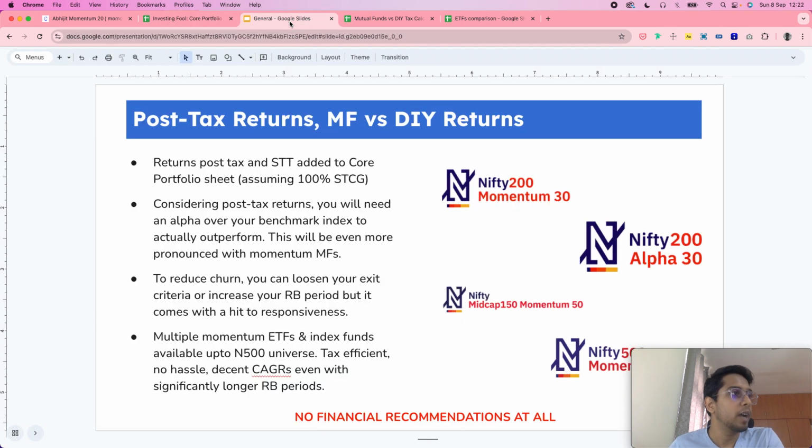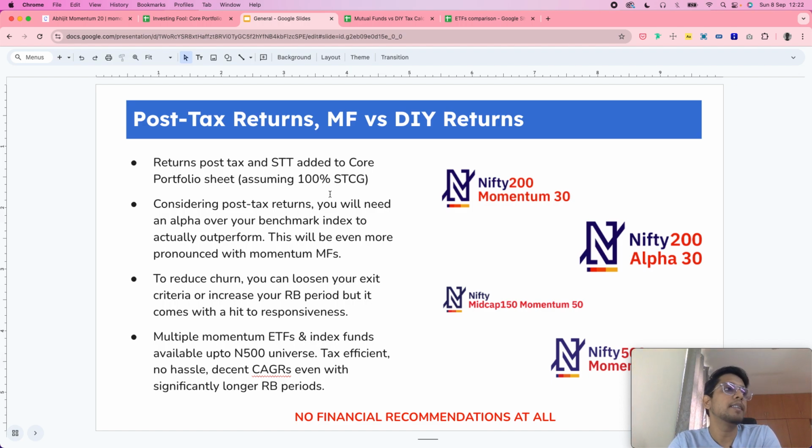Okay, so let's go back to the slide. Considering the post-tax returns, you will need, as I said, an alpha over your benchmark index to actually outperform, and all this depends on how much your mutual fund is earning pre-tax and how much you expect your alpha to be, right? And then there are tax changes on top of it, right? Government can come and say on any budget day that we are increasing the tax further. Mutual funds enjoy the benefits of deferred taxation, so that is always there.